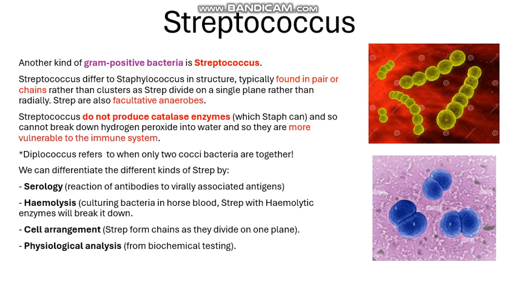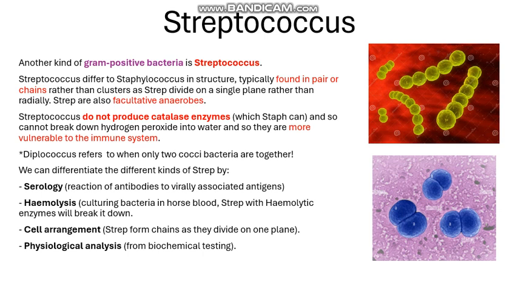So now moving on to our second genus of gram-positive bacteria, the Streptococcus. In the last two videos in the playlist we talked about Staphylococcus, specifically Staphylococcus aureus and Staphylococcus epidermidis. In this one we're moving on to Streptococcus. It's another type of gram-positive bacteria, meaning it has a thick peptidoglycan cell wall and no lipopolysaccharide capsule.